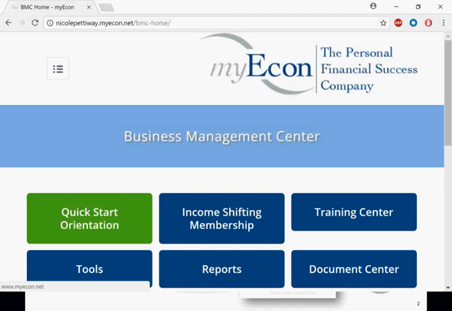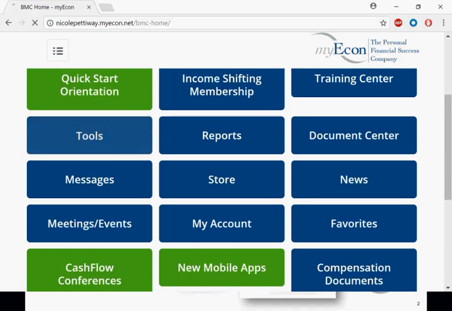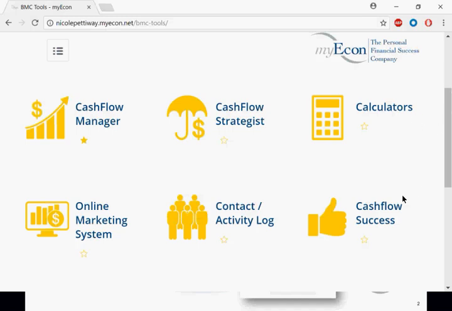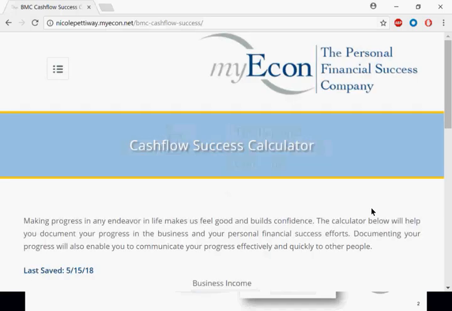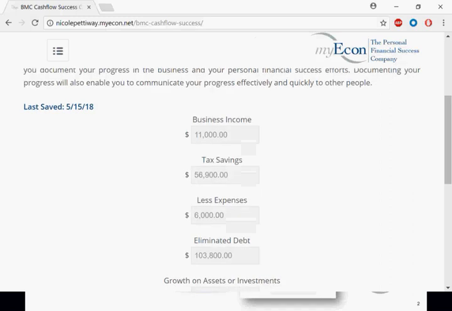This is our back office. And if you scroll down and go into Tools, click on Tools. And then if you scroll down, it's going to bring you to Cash Flow Success. And this is a tool to look at the different cash flow streams for you to be able to calculate. So here's an example of the calculation for total cash flow.